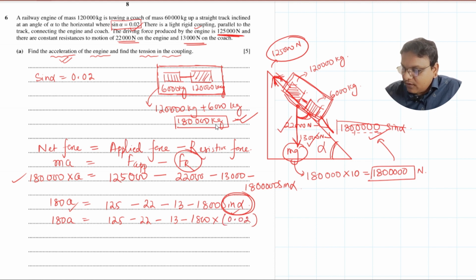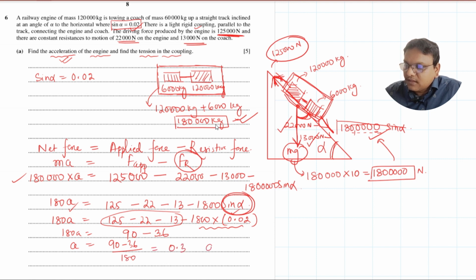So 180a is equal to, when you subtract 125 minus 22 minus 13, I hope you are getting 90, minus 36. Yes, this one will be 36. So a is equal to (90 minus 36) over 180, which is equal to 0.3. That means the acceleration will be 0.3 meters per second squared.